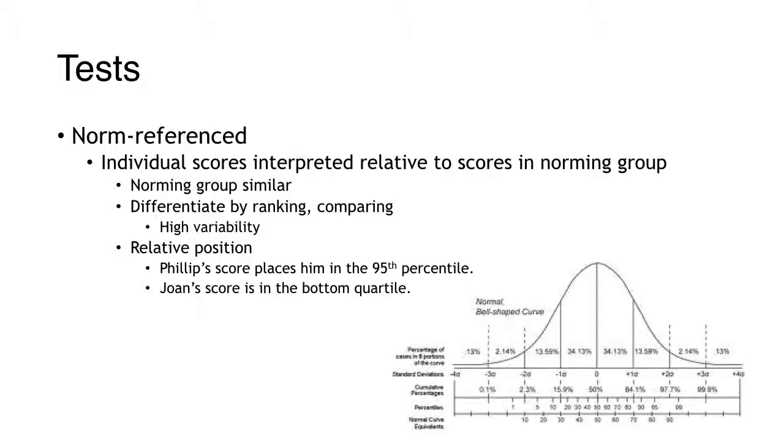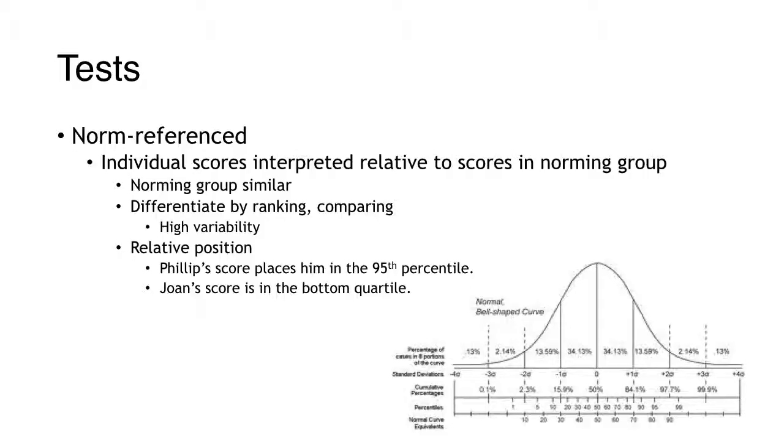Norm-referenced interpretation means that we've given that test many times to similar groups of subjects and we've developed a curve of what to expect. We can then take each subject's score and compare it to where the scores in the norming group were. A person's scores are always interpreted by being compared to that norming group in a norm reference test. That is critical to understand.